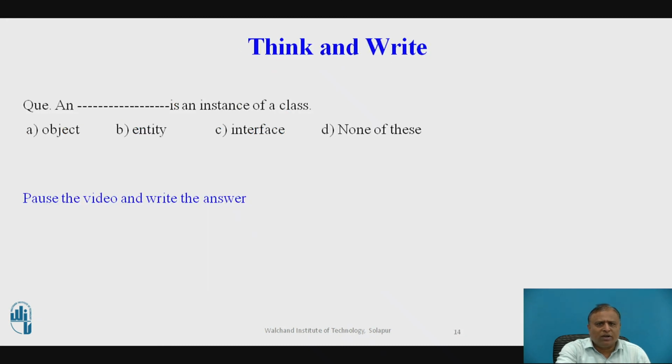All the students, you have to pause the video and write the answer. The question is: a dash is an instance of a class. Options are A object, B entity, C interface, D none of these. So pause the video and write the answer. So the correct answer is option A, object. An object is an instance of a class.